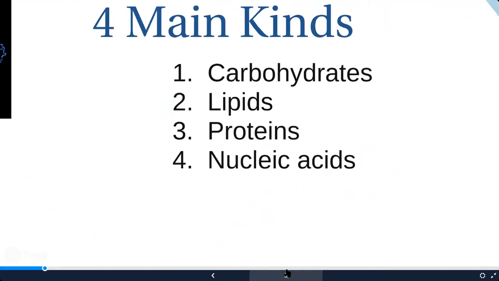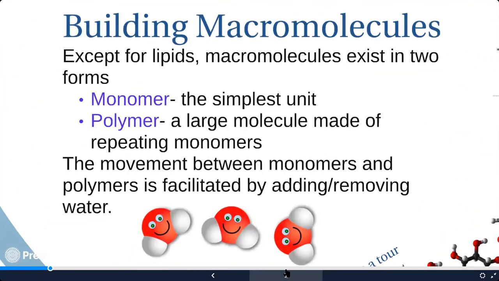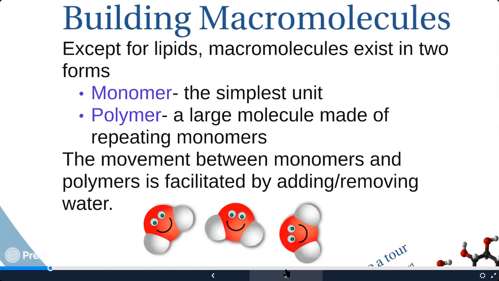So here are the 4 main kinds. Technically, lipids aren't a true polymer, but they are included in our macromolecules. There are 2 main forms: monomers and polymers. These are generic terms, but mono means one, poly means many. So the macromolecules are polymers, many units, but they're built of monomers. They have this simple unit that can build on itself and chain almost infinitely, it seems, to build much more complexity.